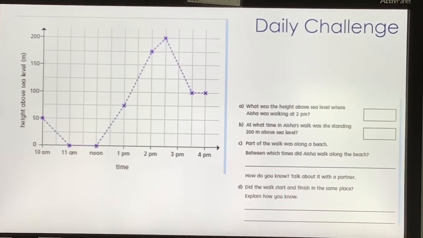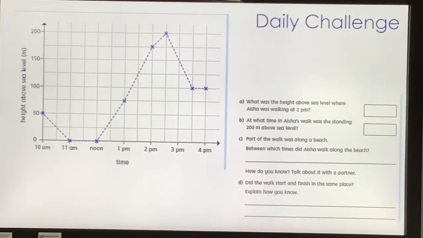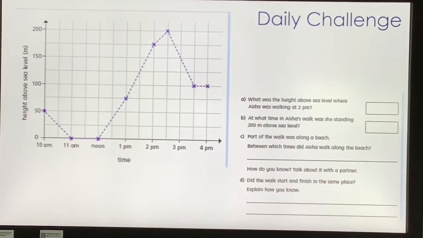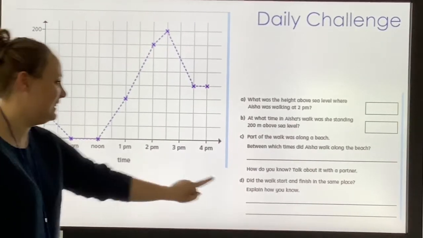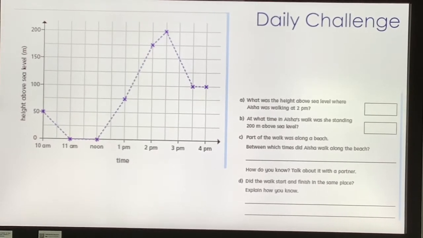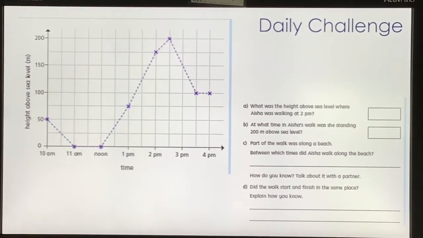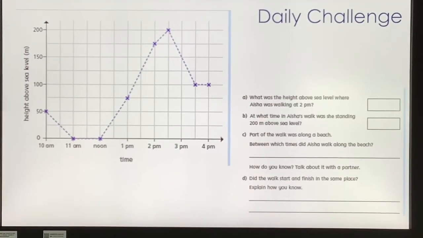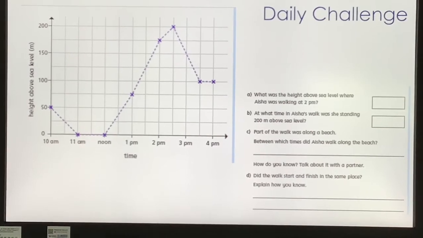C, part of the walk was along a beach. Between which time did she walk along the beach? You've got to use your knowledge to try and work that one out. And then, did the walk start and finish in the same place? Explain how you know. I like that question. That's really good. Now there is another challenge today, so pause the video and have a go at this one, and then the other challenge will be in a moment.